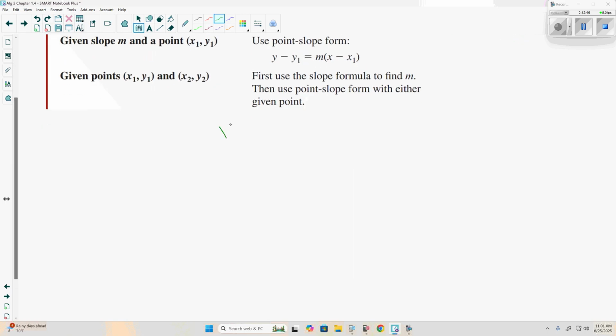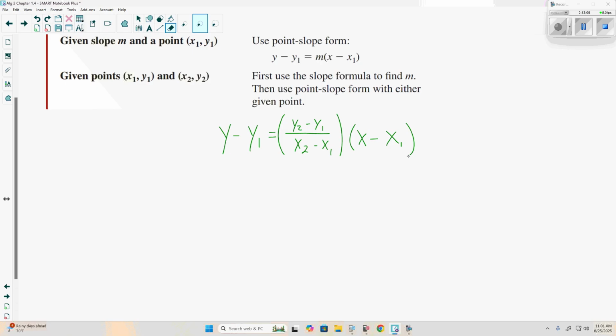Now there is such a thing as two-point form. I would not write this down. So y minus y1 is equal to y2 minus y1 over x2 minus x1 times x minus x1. This is technically two-point form. This is the two-point equation of a line.